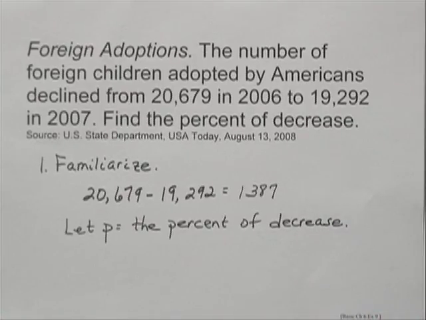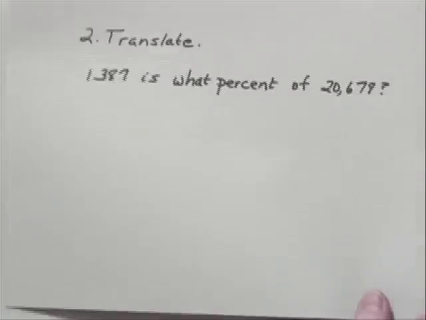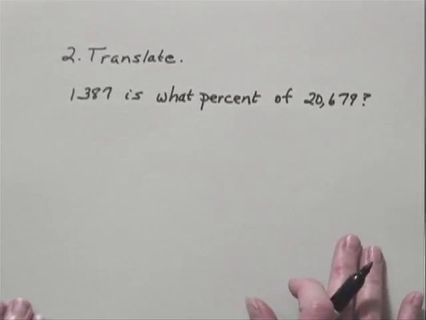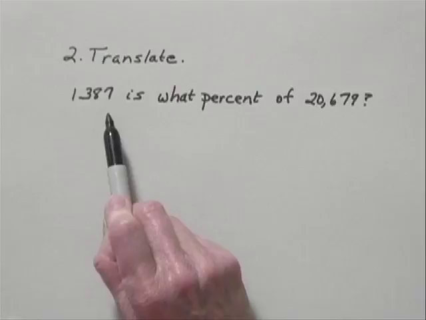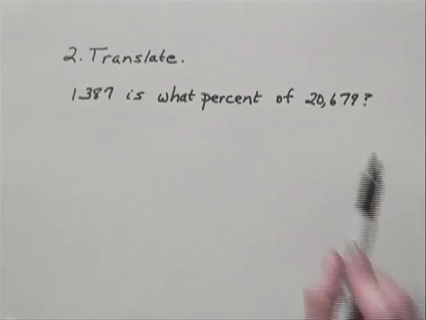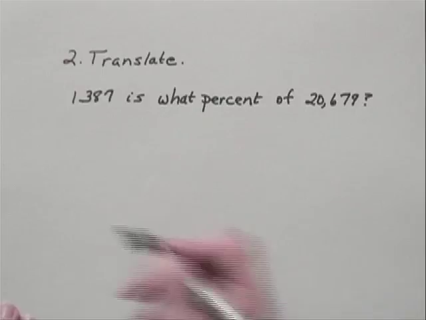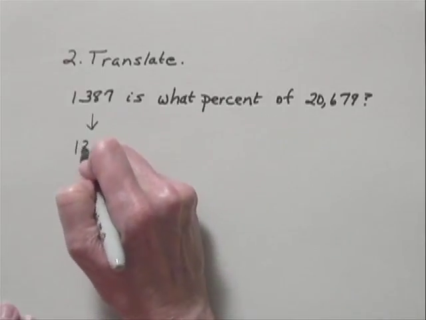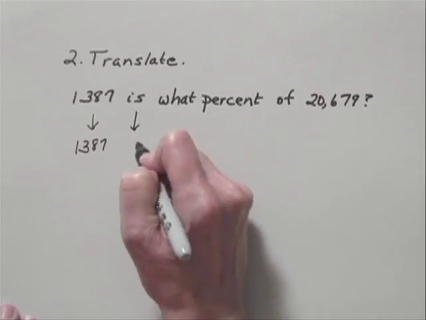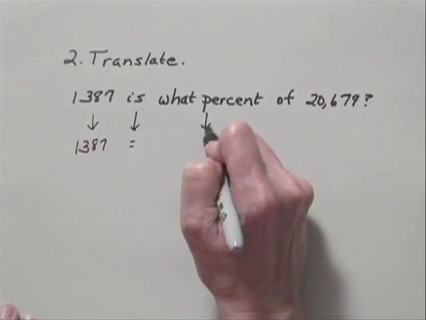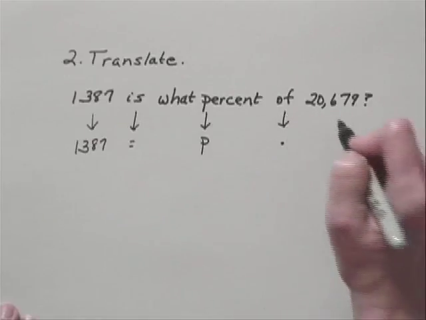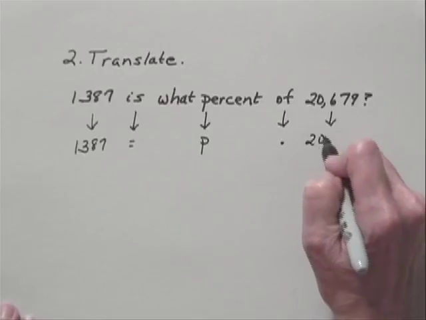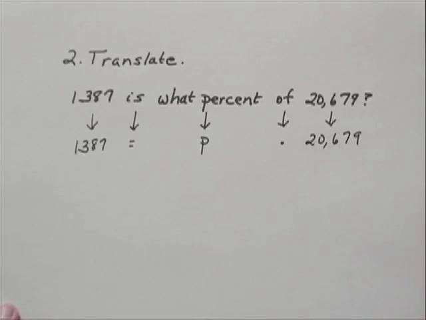Now we're ready to move to the second step of the process, which is to translate to some kind of mathematical language. And we can translate this to an equation. What we're looking for is the answer to this question: 1,387 is what percent of 20,679? So we can translate: this is 1,387 equals, what percent, we're letting P represent that, remember. Of translates to multiplication, and we have the number 20,679 here. So this is the equation that we want to solve.